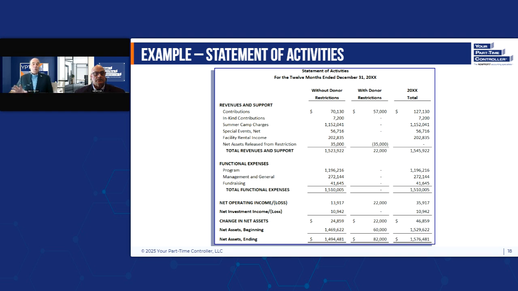This is not a required format. An organization can choose to show one column with the without donor restrictions on the top. Then the next section would be the with donor restrictions, and at the bottom is the total. So there is no prescribed format, but this is the typical presentation style that we do see.